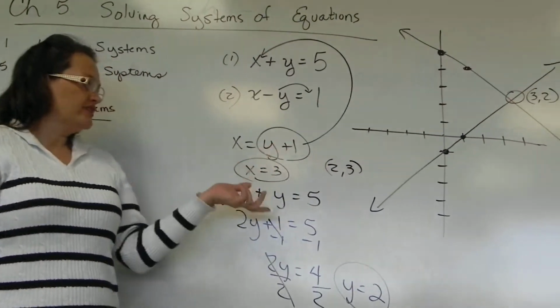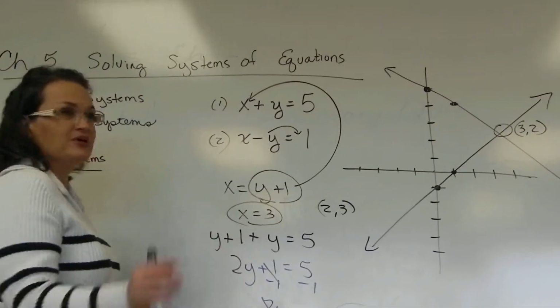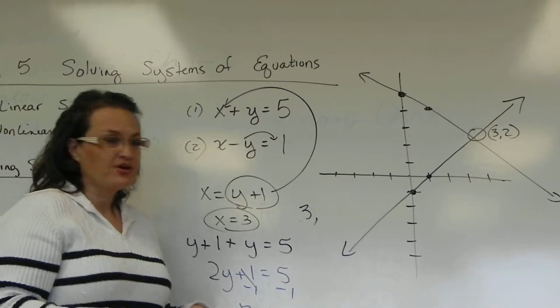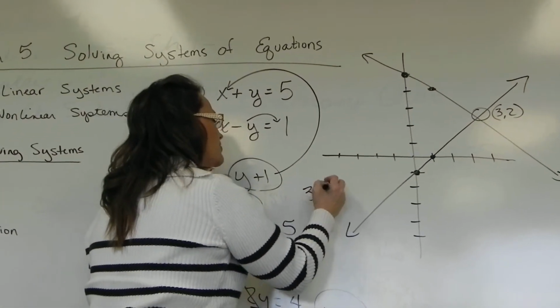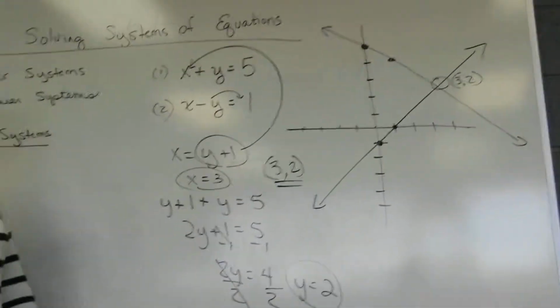It's actually 3, 2. On your Math Excel work, make sure you put these in the right order. X is 3, Y is 2. It must be in the right order. It is an ordered pair, so it must be in the right order.